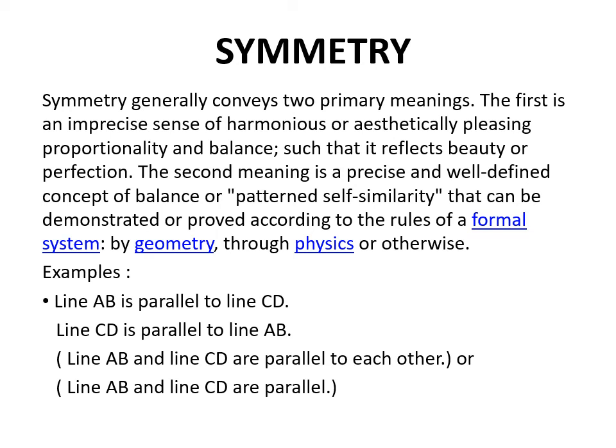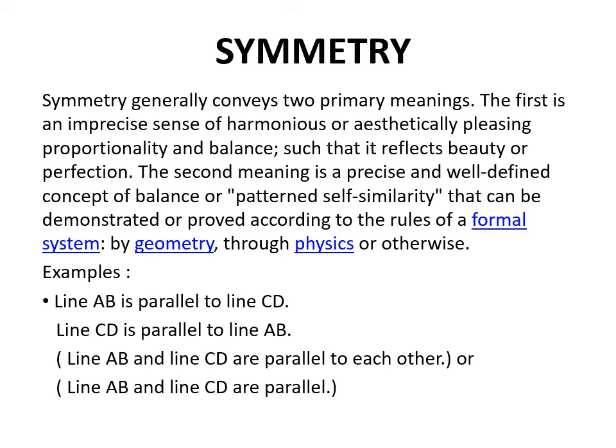Example: line AB is parallel to line CD. So there is a line from A to B, and it is parallel to line CD. So they are parallel. Line CD is parallel to line AB, so the same. We just start with line CD. Line AB and line CD are parallel to each other. This is another way to mention it.